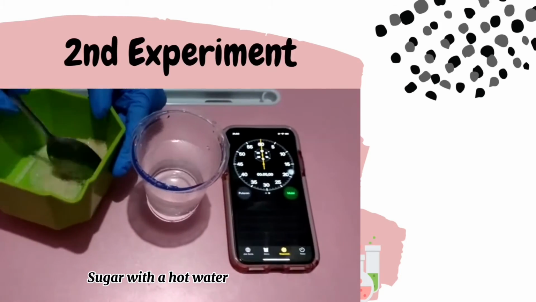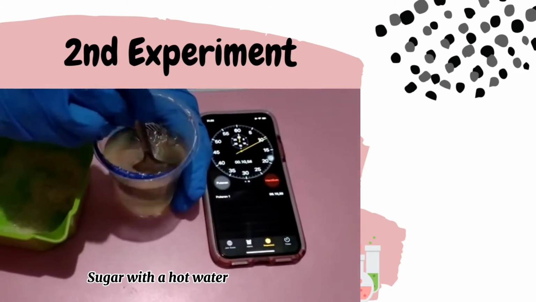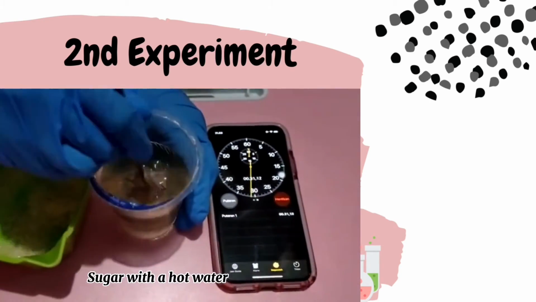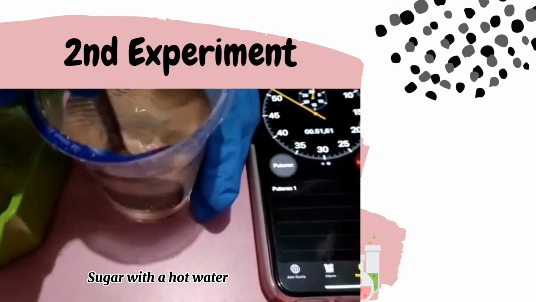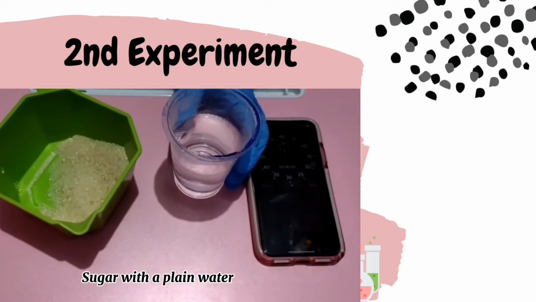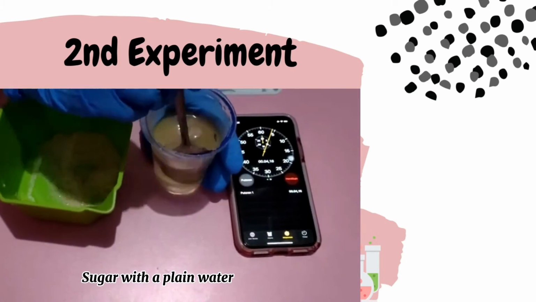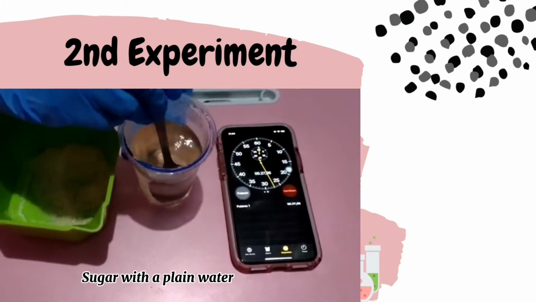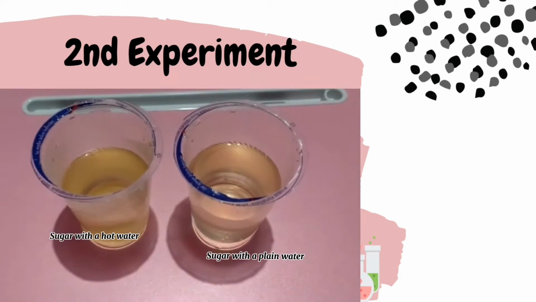For the first step, prepare 2 glasses containing half a glass of water and add a tablespoon of sugar. Count the solubility with a stopwatch. Count until homogeneous. And now, with plain water, add a tablespoon of sugar and count the solubility with a stopwatch. Stir it until homogeneous. Don't forget to write the result. Sugar with the hot water is on the left side and sugar with plain water is on the right side.